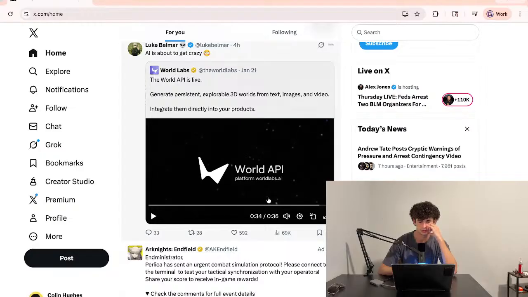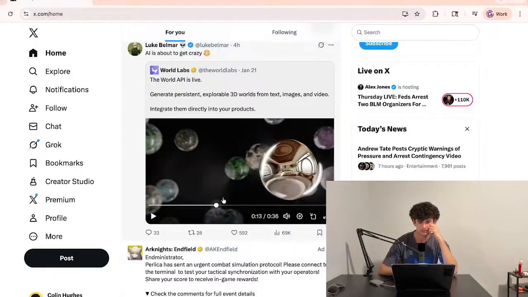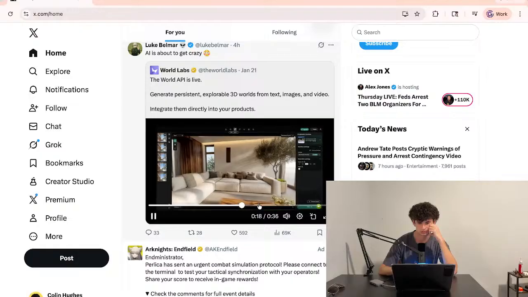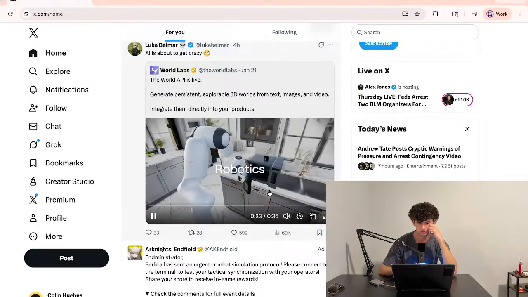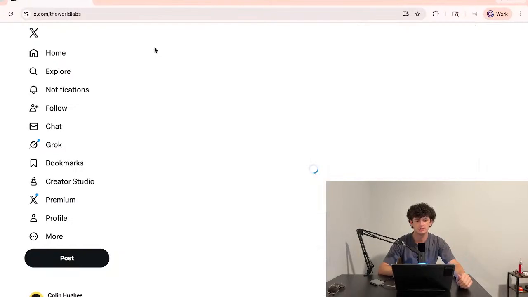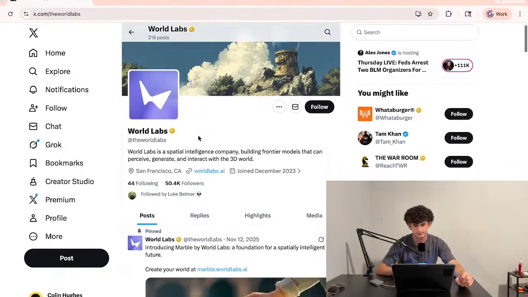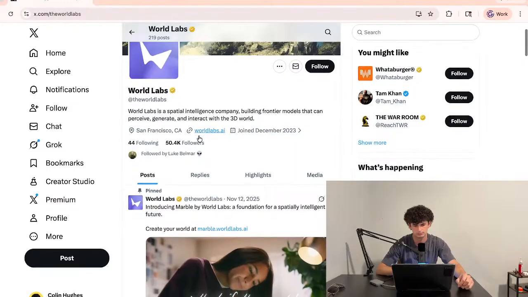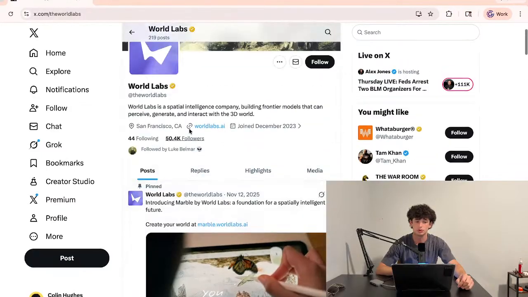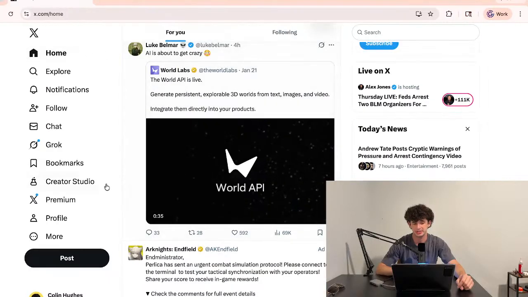Not gonna lie, I have no clue what that is, but that looks really sick though. Very cool. I'm gonna look into this actually. So this company is called World Labs. That's cool. That's real. I mean, it's just AI is changing and it's moving so quickly.